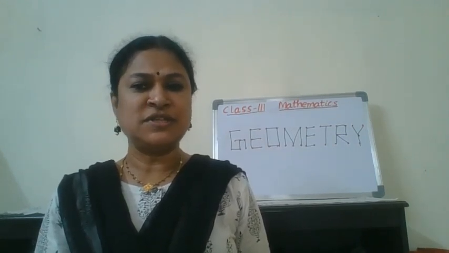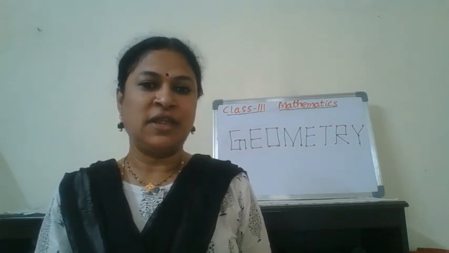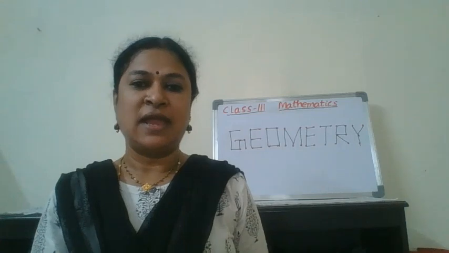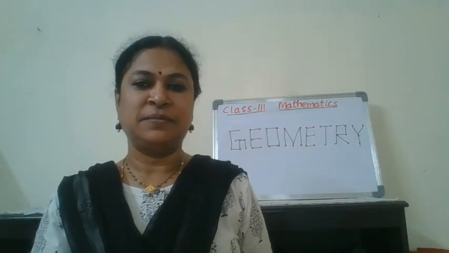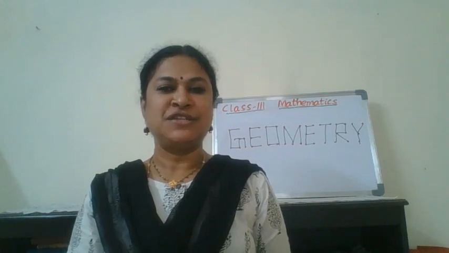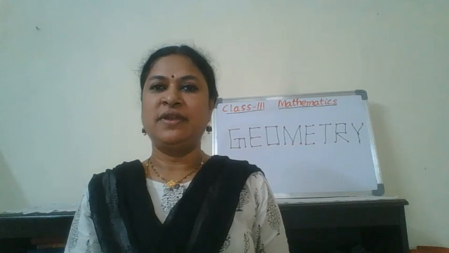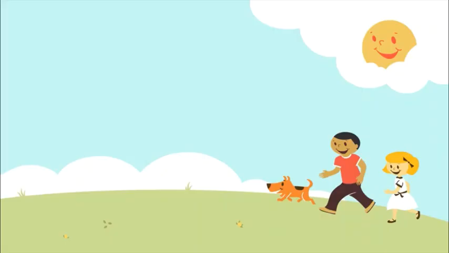And what is geometry, children? It is derived from a Greek word. Geo means earth and metron means measurement. Geometry helps us to understand the shapes and their relation in the real world. Geometry begins with a point.